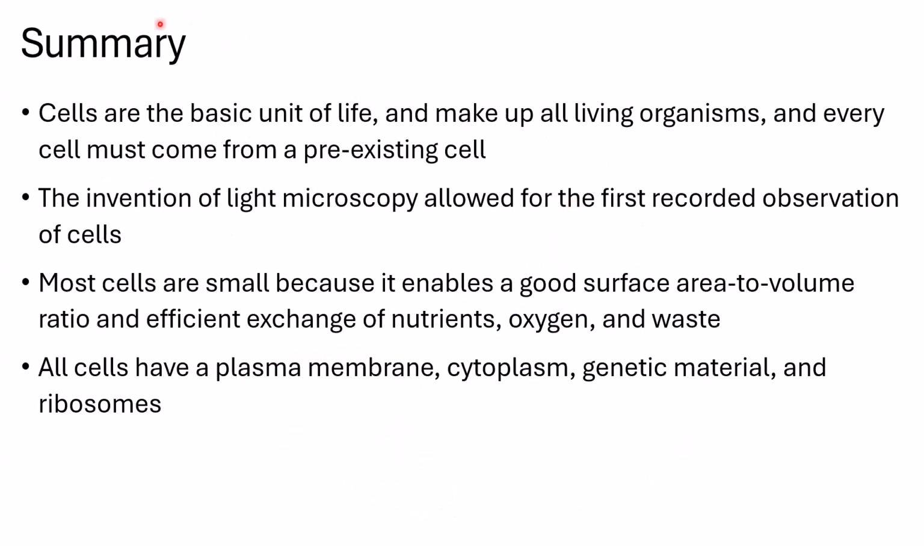In this video, we learned about the cell theory, which states that cells are the basic unit of life, all living organisms have 1 or more cells, and every cell comes from a pre-existing cell. Because cells are so small, it wasn't until light microscopy was invented that their existence was discovered. The reason why they are so small is because it helps them maintain a good surface area to volume ratio that allows for efficient exchange of materials in and out of the cell. Although cells can be prokaryotic or eukaryotic, all cells have plasma membrane, cytoplasm, genetic material, and ribosomes.